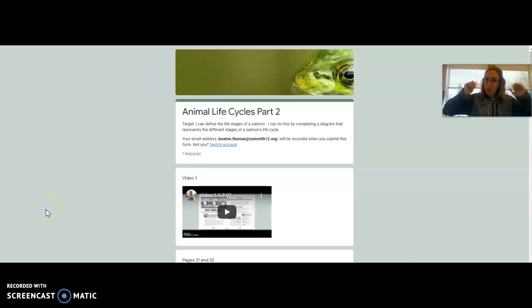Welcome back to PYP Writing, Animal Life Cycles Part 2. Your target today says, I can define the life stages of a salmon. If you're wondering, a salmon is a fish. I can do this by completing a diagram that represents the different stages of a salmon's life cycle.